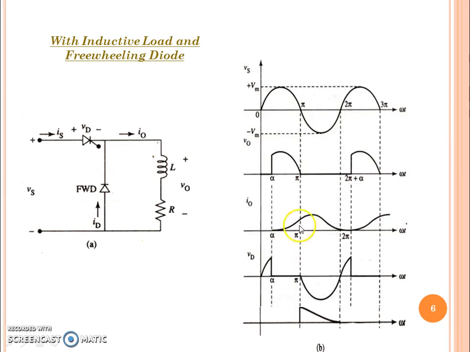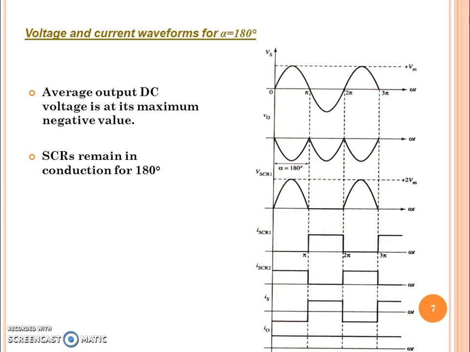The remaining waveform is the same as that of the inductive load as well as the resistive load. This is the corresponding waveform diagram for alpha as 180 degrees. Whenever we set the firing angle value greater than 90 up to 180 degrees, we can have the operation of inversion mode, which we discussed earlier.